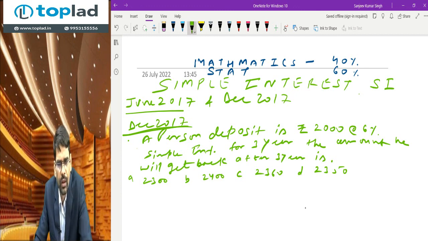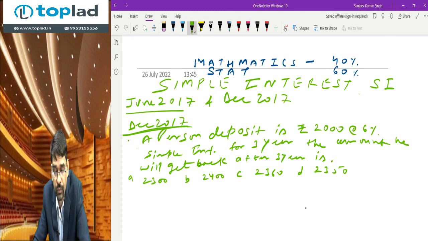Friends, please try. Each and every student in my class, try to attempt this question. After the 5 minutes, I will solve this question for you. But at least you have to try. All the students.